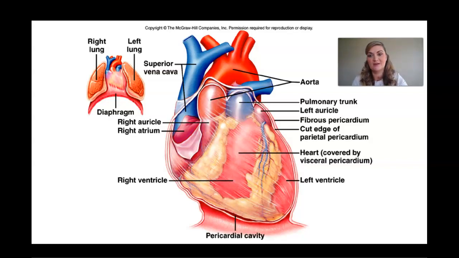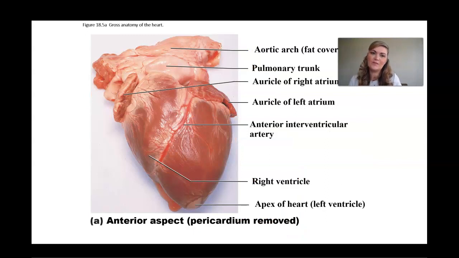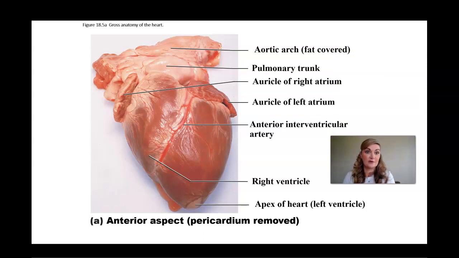If you go over to the right-hand side, you see that pulmonary trunk that we discussed, and the left auricle, which is part of the atrium. You see that fibrous pericardium on the outer edge, and then the cut edge of the parietal pericardium towards the inner portion of that. And then you're going to see the visceral pericardium that's covering the heart there. This that you see here is an actual picture of a fresh specimen or one that was preserved well.